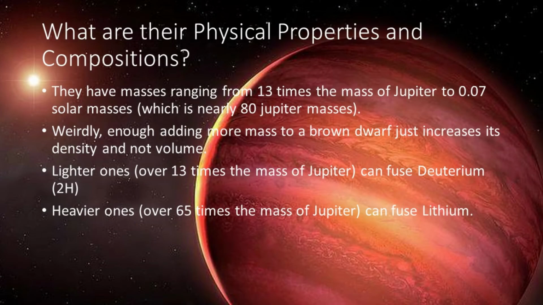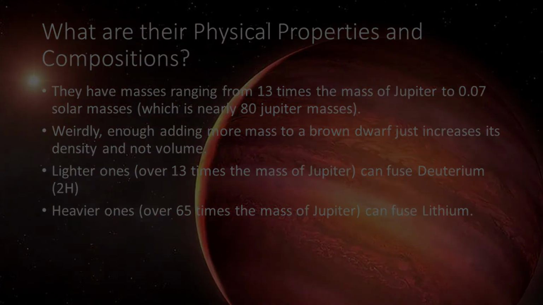Now let us study some physical properties and composition of these brown dwarfs. They have masses ranging from 13 times the mass of Jupiter to 0.07 times the solar mass, which is nearly 80 times the Jupiter mass. It's weird enough that adding more mass to these brown dwarfs just increases their density and not volume. The lighter ones, which are as light as 13 times the mass of Jupiter, can fuse deuterium, and heavier ones, which are 65 times the mass of Jupiter, can fuse lithium.